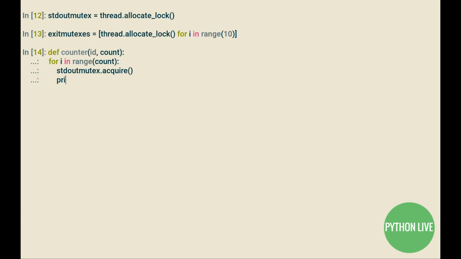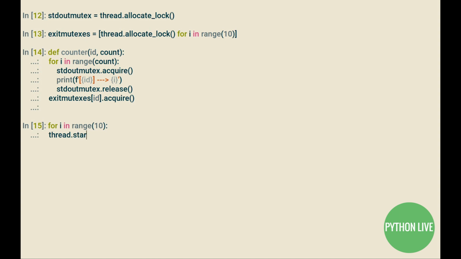The added element in this example is exit mutexes, and we're going to assign to that variable a list comprehension, thread.allocateLock for i in range 10. In order to understand this list comprehension, let's consider the code another way. For i in range 10, so that is 0, 1, 2, 3, all the way to 9, we're going to create a thread.allocateLock object. So the result we'll be left with is a list that contains 10 thread.allocateLocks.